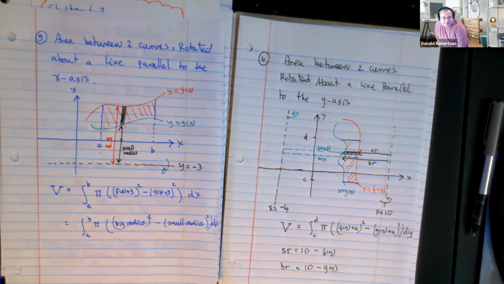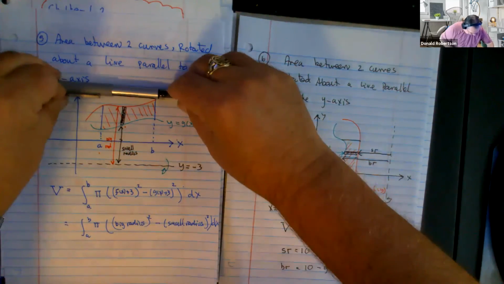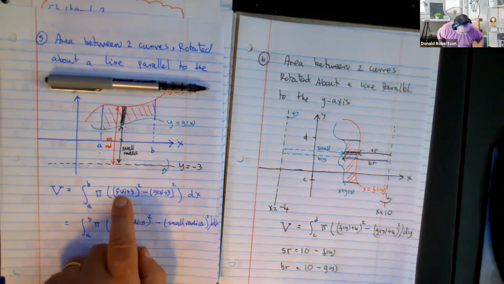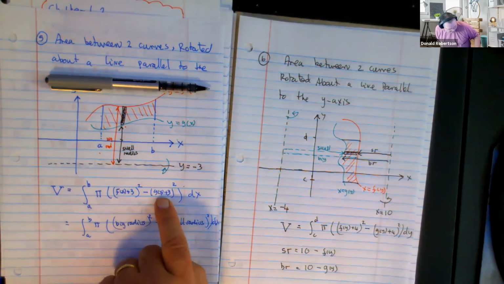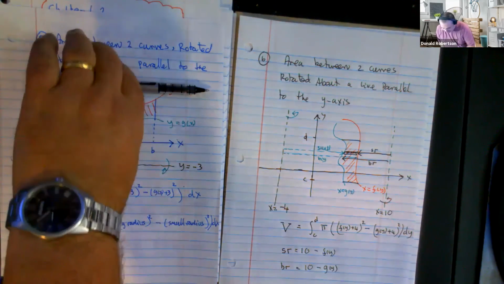Okay, and the same thing is true if I did one up here, like at y equals 10. This would be 10 take away f of x and 10 take away the other one, g of x.